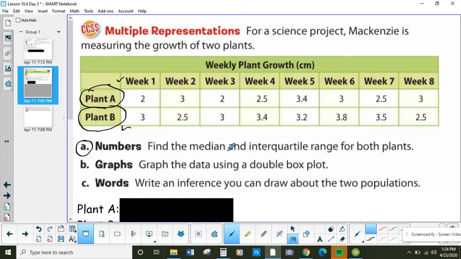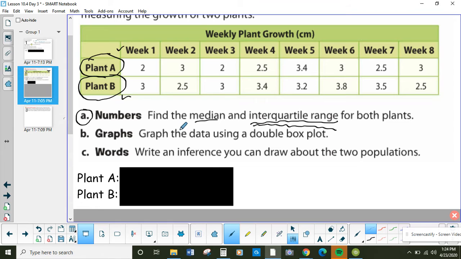It says find the median and interquartile range for both plants. They're talking box and whisker, right? Interquartile range. So let me show you how to do this. To be honest with you, I won't have you guys make your own box and whisker on a quiz, but I do want to show you how they are made so you have experience with it. Answering these questions is what you will need to know how to do on the quiz. But let me show you how they would make that.